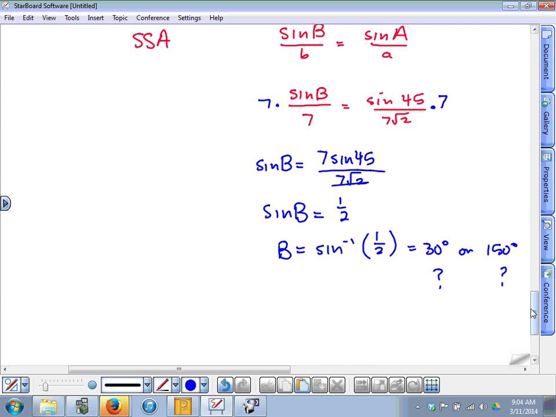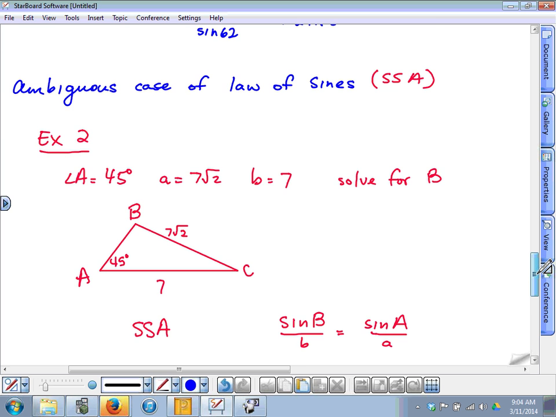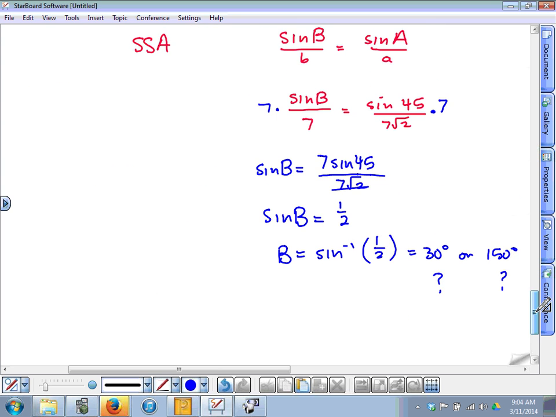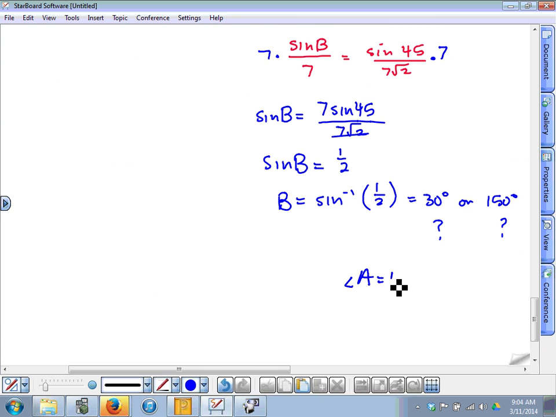And here's how you decide. What's the other angle given? The other angle is 45 degrees. We already knew that angle A was equal to 45 degrees. So if we're claiming that both of these angles work, what's the problem with claiming that both of those angles work?